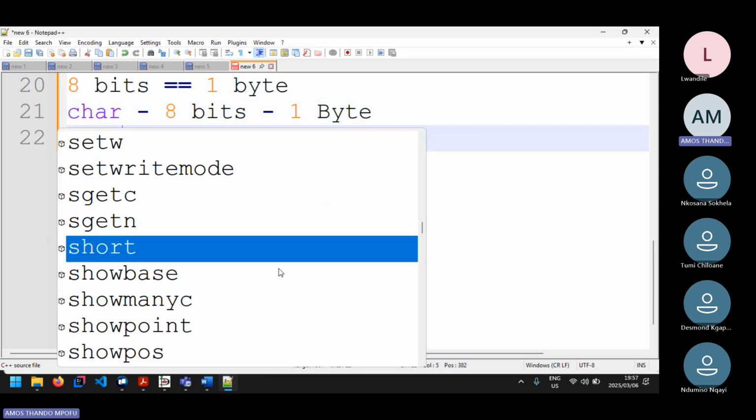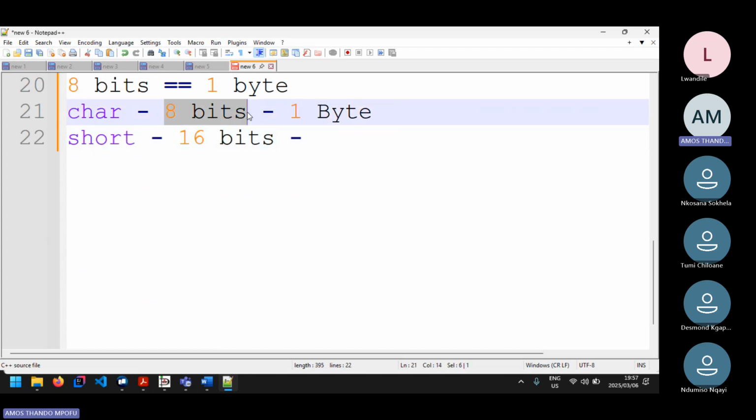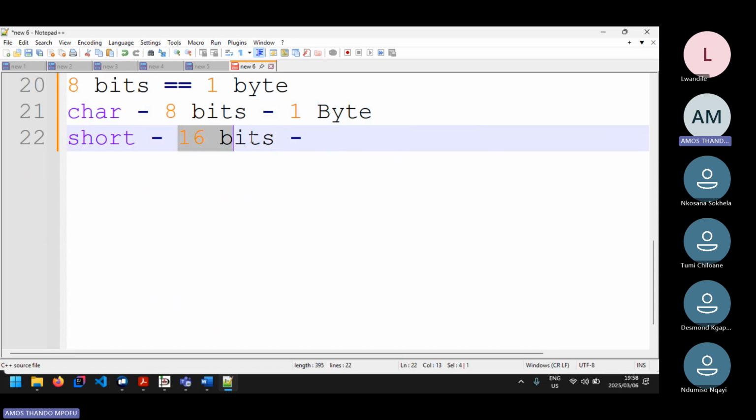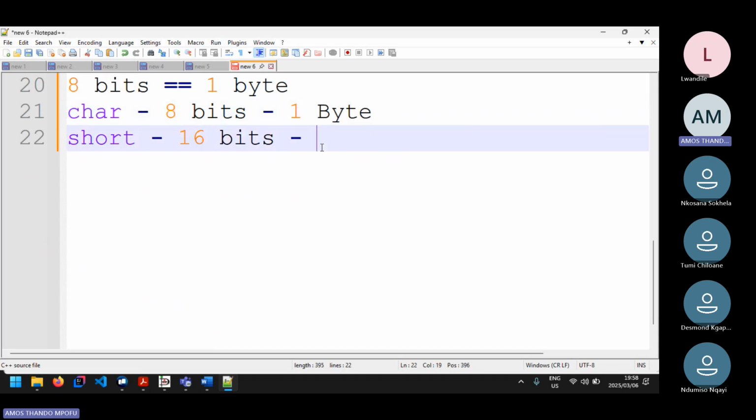And then we have the data type short, which is 16 bits, which is 2 times, right? Look at this. It's 2 times this. How did we move from 8 to 16? We multiplied 8 by 2. This is simple math. So if I multiply 8 by 2 here, it's obvious that if this is 1 byte, 1 times 2 is 2. So this will be 2 bytes.